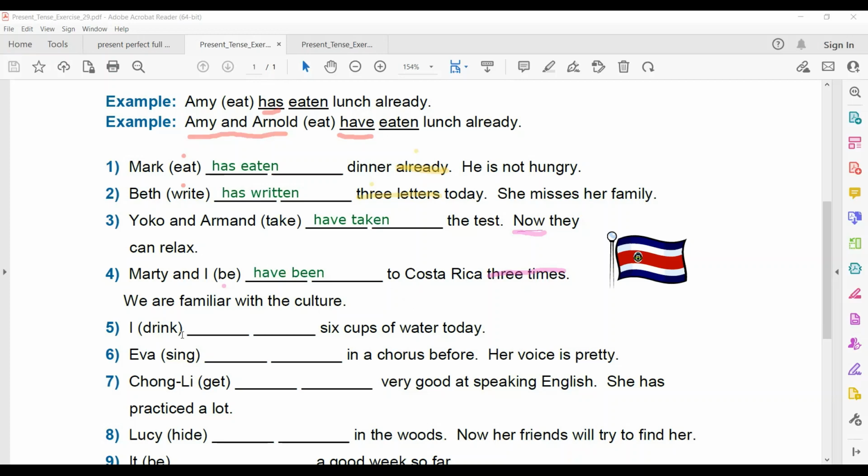The next, I think you can do it yourself. So this will be your homework.